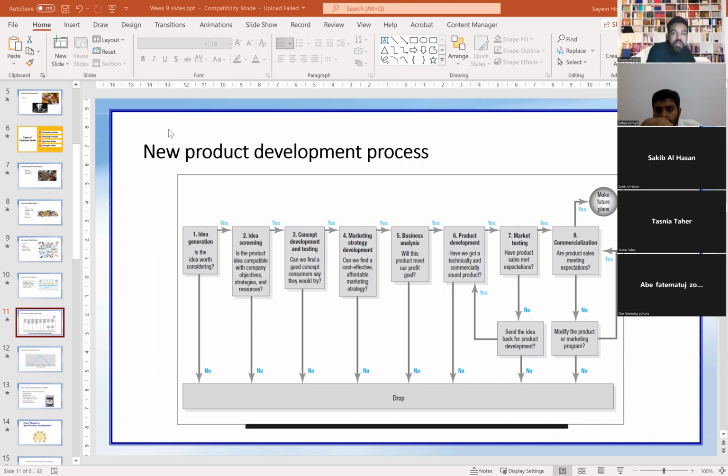Then comes market testing. Have product sales met expectations? So you need to test the market a little bit, even before going wider. So stage number 6 is more of a prototype or a pilot testing. Or like, you produce a small component of the product.